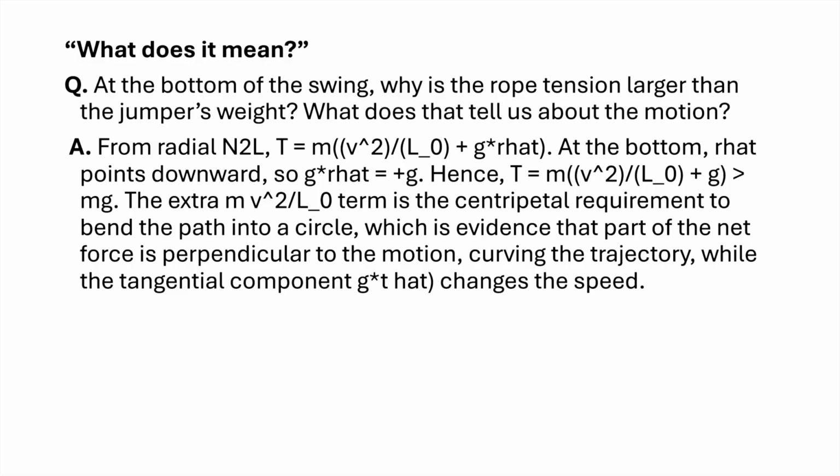From radial Newton's second law, T is equal to m times (v squared upon L naught plus g times r hat). At the bottom, r hat points downwards, so g times r hat is equal to positive g. Hence, T is equal to m times (v squared upon L naught plus g), which is greater than mg. The extra m v squared upon L naught term is the centripetal requirement to bend the path into a circle, which is evidence that part of the net force is perpendicular to the motion, curving the trajectory, while the tangential component g times t hat changes the speed.